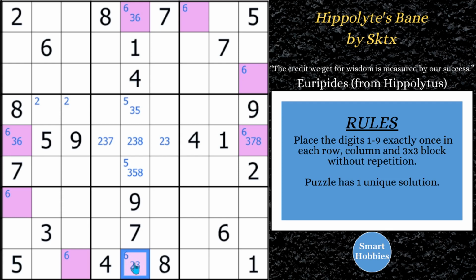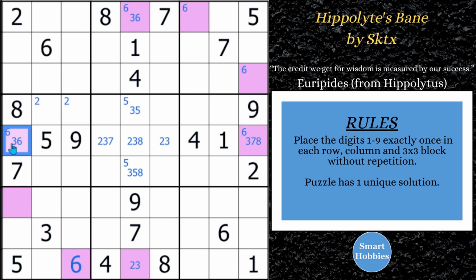What can we do now? Since you eliminated this 6 from right here, that can no longer be a 6. Remember, there's only 2 spots for a 6 along row 9. So we can actually solve this cell for a 6. And now this kind of starts the chain reaction. Since this is a 6, this can't be a 6 anymore.